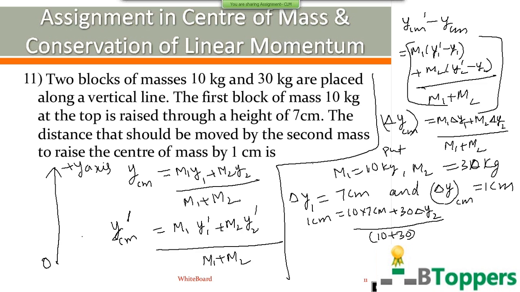come on, you simplify it yourself. So you get delta y for the second mass, m2, will be minus 1 centimeter. Delta y2, or delta y for the second mass, is minus 1 centimeter. You simplify it yourself. In case you need time, you can pause and copy down the solution and complete the simplification yourself. So you get delta y equal to 1 centimeter for the second mass. That means the second mass must be moved downwards by 1 centimeter.